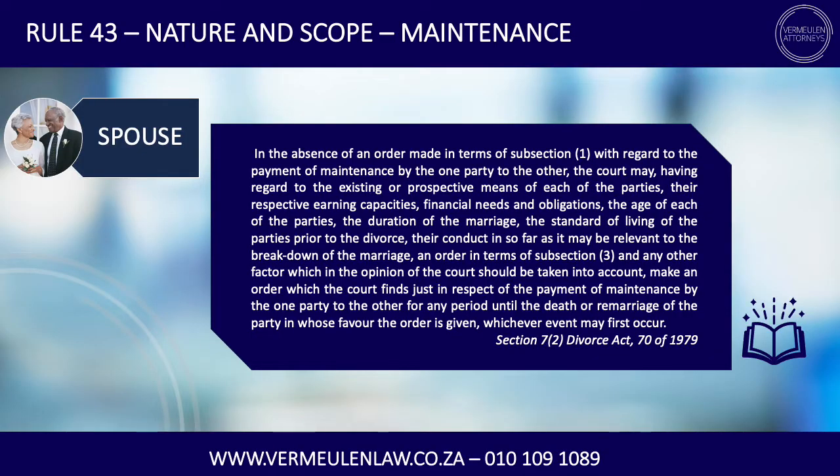The section reads as follows. In the absence of an order made in terms of subsection 1 with regard to the payment of maintenance by one party to the other, the court may, having regard to the existing or prospective means of each of the parties, their respective earning capacities, financial needs and obligations, the age of each of the parties, the duration of the marriage, the standard of living of the parties prior to the divorce, their conduct insofar as it may be relevant to the breakdown of the marriage, an order in terms of subsection 3, and any other factor which in the opinion of the court should be taken into account, make an order which the court finds just in respect of the payment of maintenance by one party to the other for any period until the death or remarriage of the party in whose favour the order is given, whichever event may first occur.